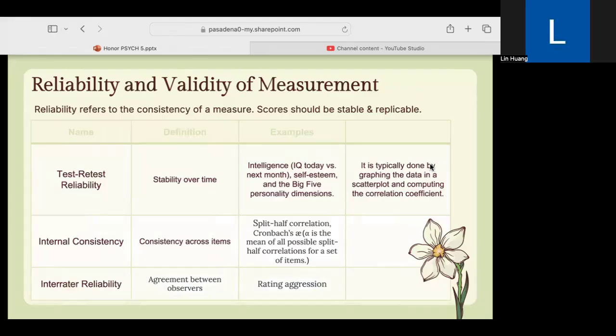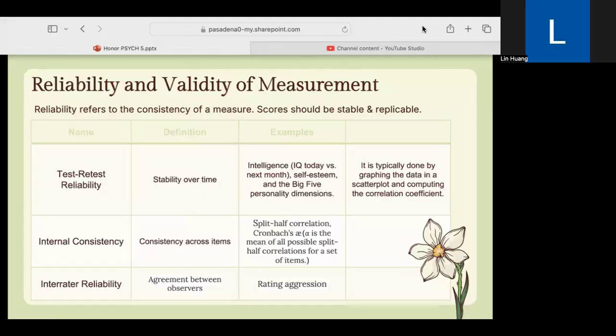And next, we are going to talk about the second topic, that is reliability and validity of measurement. Reliability refers to the consistency of a measure. Scores should be stable and replicable. The first is test-retest reliability. It means stability over time, such as the IQ scores. The IQ score today should be identical to the next month.